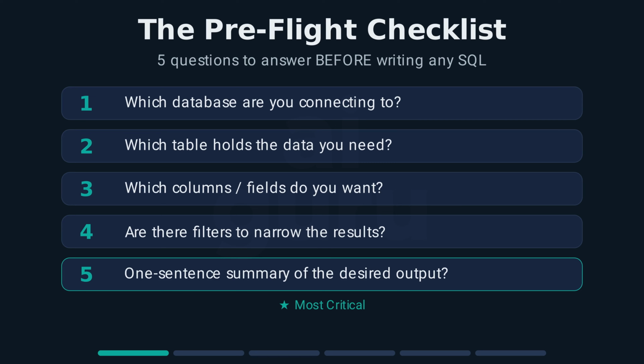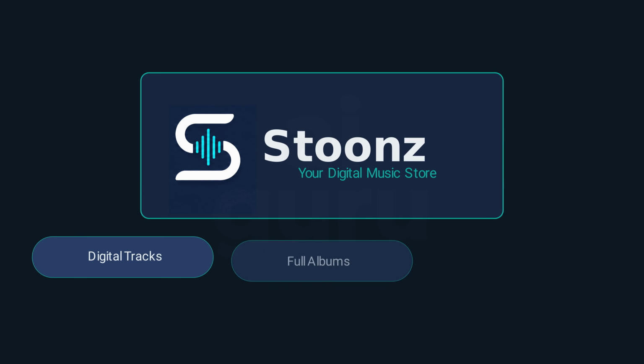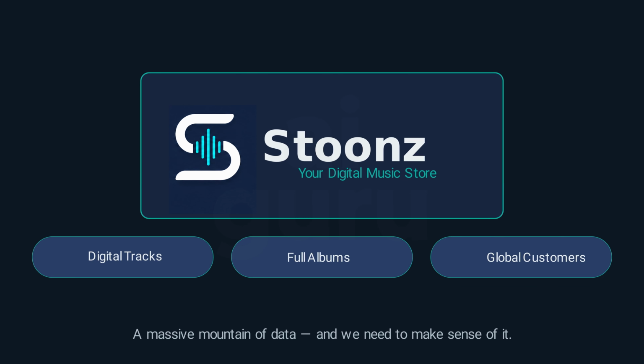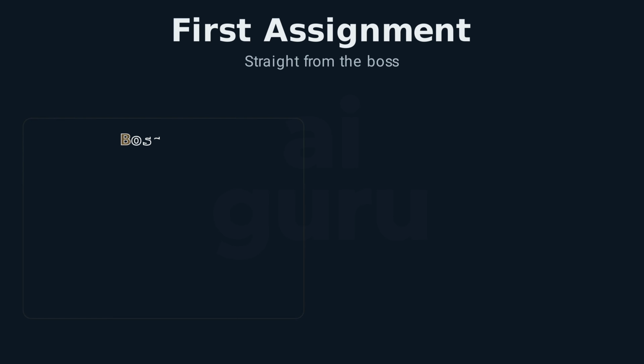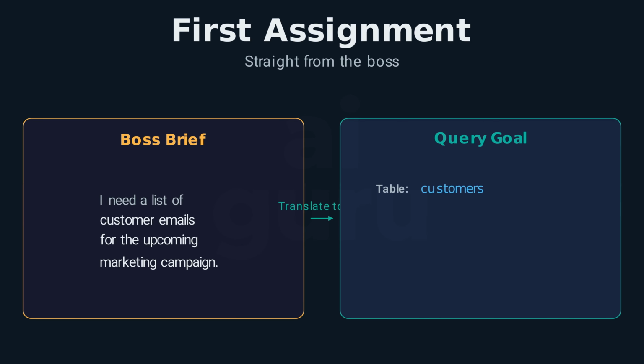That makes a lot of sense. It really forces you to clarify your intent before you get lost in the code. Exactly. To make this really concrete for you listening, we're going to use a running scenario today. Let's imagine we've just been hired as data analysts for a fictional online music store called Stoons. Stoons, I love it. So they sell digital tracks, full albums, they have thousands of customers globally, it's just a massive mountain of data. And our very first assignment from the boss is to pull a simple list of customer emails for a marketing campaign. So where do we even start?